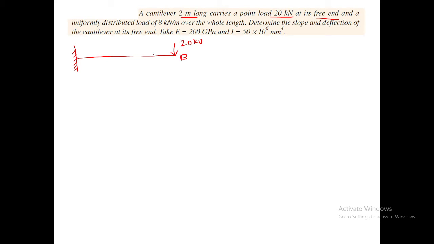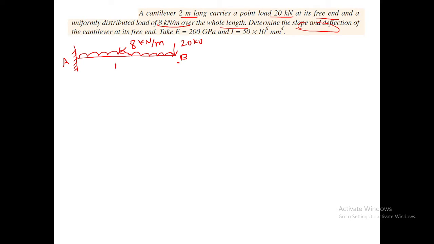So point B is the free end and the fixed point is A. There is also a uniformly distributed load of 8 kilonewton per meter over the whole length. Determine the slope and deflection of the cantilever at its free end. Take E equal to 200 gigapascal and I is 50 times 10 power 6 mm power 4.